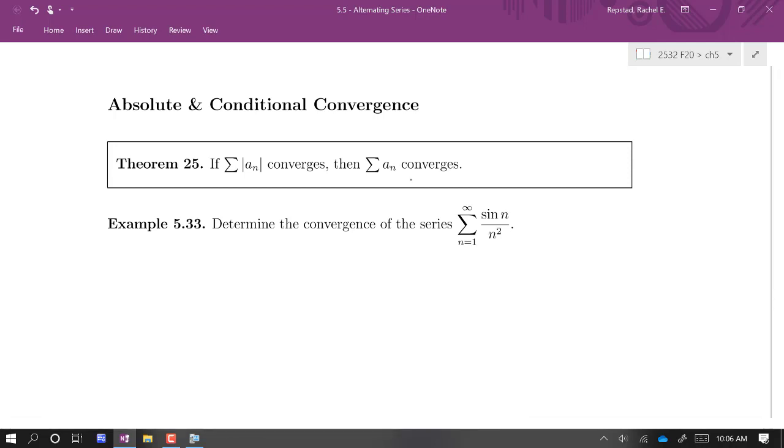So, for example, here's a series. Actually, this is a great example of a series that is not alternating, but the signs of the terms do change. Sine of n, as n increases, goes from positive to negative, but not necessarily in plus minus plus minus plus minus fashion. So we'll just note that this is not alternating, but there are both positive and negative terms.